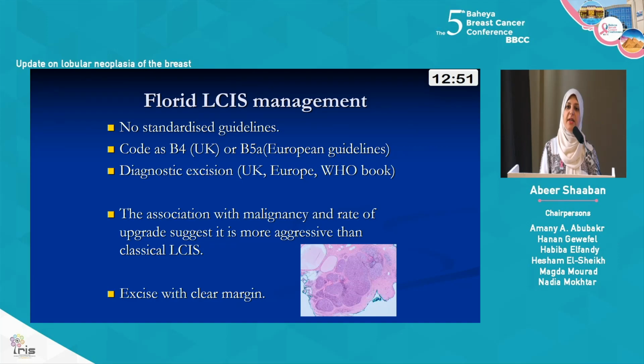But we would recommend excision, full excision with clear margin. In Europe, the European guidelines would call it B5A. So they would just regard it as DCIS, low grade, and again recommend excision with clear margin. So the current state of knowledge, although we don't have enough data, is to perform excision and clear the margin as much as possible. The association with malignancy and the rate of upgrade indicates that it's more aggressive than classic LCIS. So if it is at the margin, as in this case, we would go back and clear the margin, do a cavity.